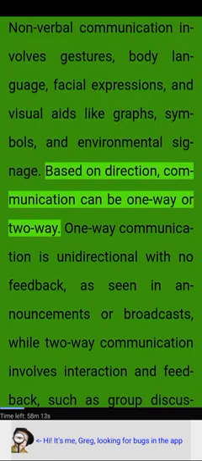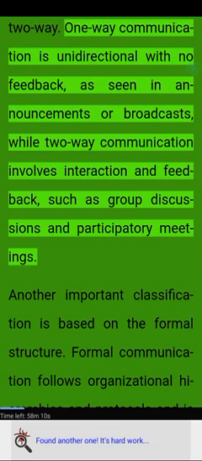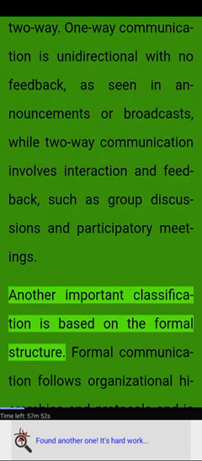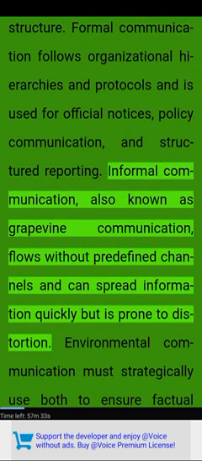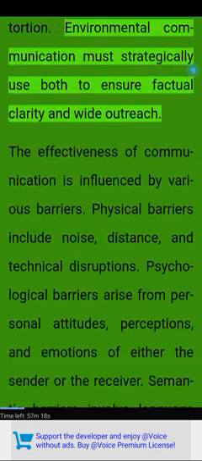Based on direction, communication can be one-way or two-way. One-way communication is unidirectional with no feedback, as seen in announcements or broadcasts, while two-way communication involves interaction and feedback, such as group discussions and participatory meetings. Another important classification is based on the formal structure. Formal communication follows organizational hierarchies and protocols and is used for official notices, policy communication, and structured reporting. Informal communication, also known as grapevine communication, flows without predefined channels and can spread information quickly but is prone to distortion. Environmental communication must strategically use both to ensure factual clarity and wide outreach.